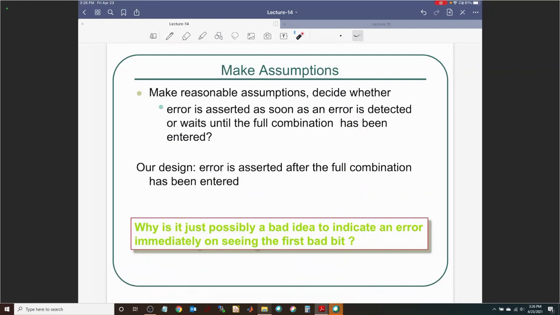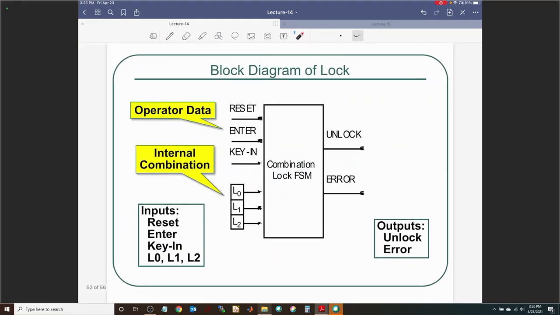Let's see. Let's draw a block diagram of the lock. We have a reset input to initialize our FSM. We have this enter key. We have this key in two position switch. And there is L0, L1, L2, the preset internal combination set by the user, the owner, or the person who is in charge of the room.